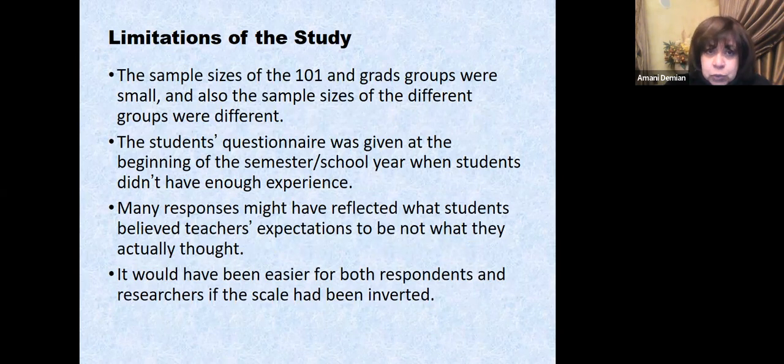Okay, now we had some limitations for this study, and one of them was that the sample sizes of the lower proficiency classes, the English 101 and the grads groups, were small, and also the sample sizes of the different groups were different. Also, the students' questionnaire was given at the beginning of the semester or the school year, when students did not have enough experience. So they were just admitted to university with very little experience or none in this respect. Many responses might have reflected what students believe teachers' expectations to be, not what they actually thought and believed in. And it would have been easier for both respondents and researchers if the scale had been inverted, because it was done the other way around.